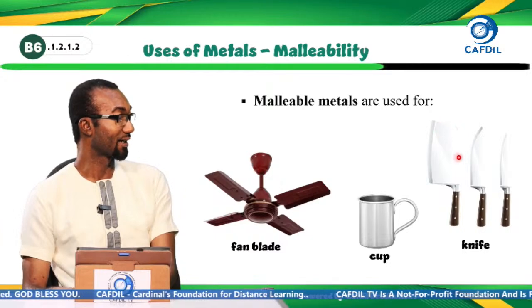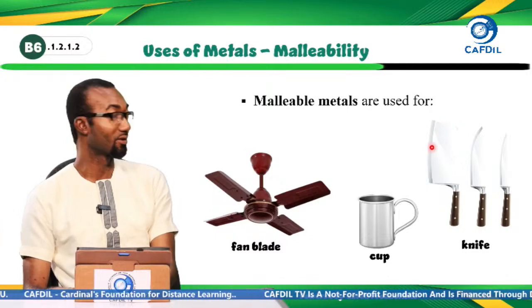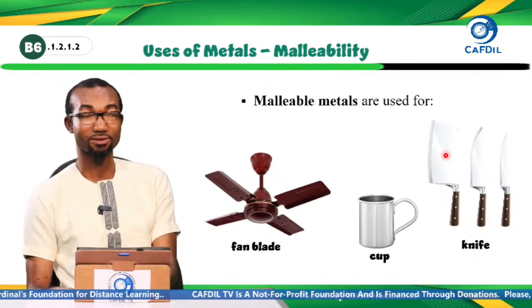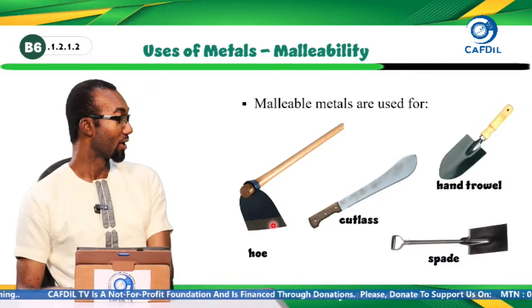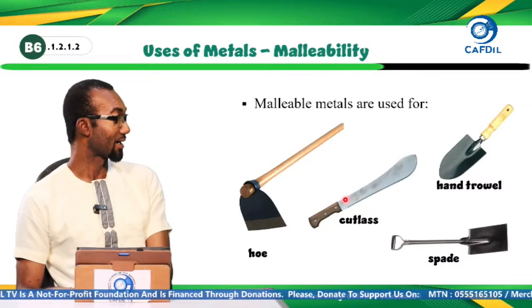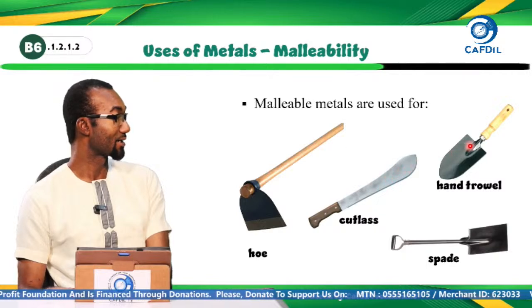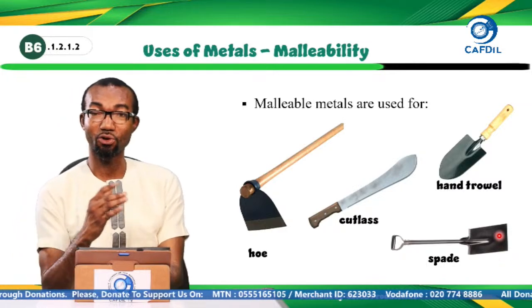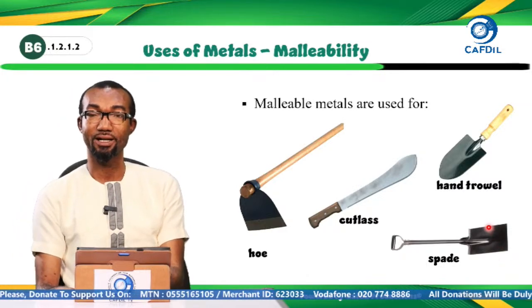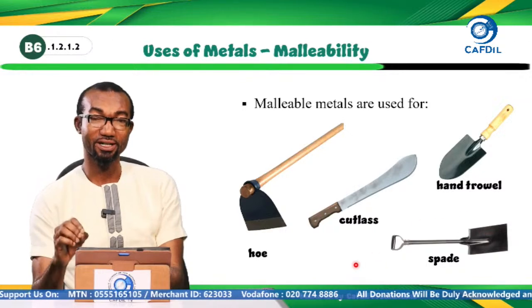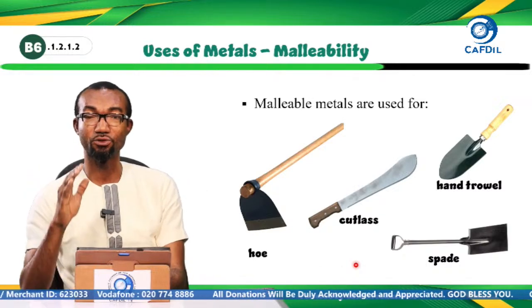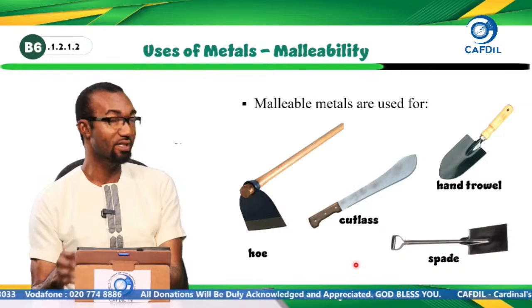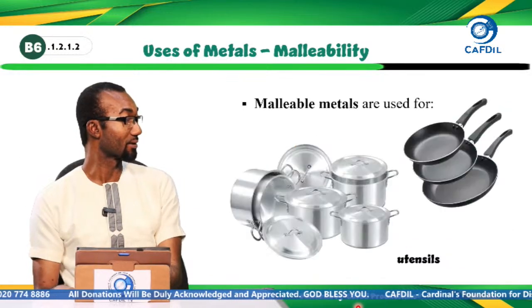We can also get knives from this property because this part of the knife is flat and it's made of metal. We can also get a hoe. Look at this side of the hoe, it is flat. Look at this cutlass, this side of the cutlass is flat. Look at this hand thrower, it is flat. Look at this spade, it is flat. We can get all these objects from metals because of the property of malleability of metals.